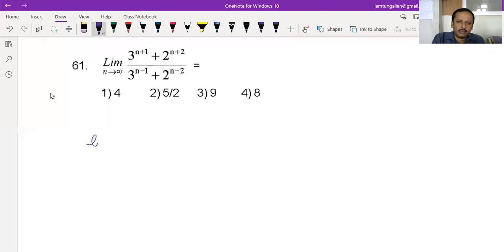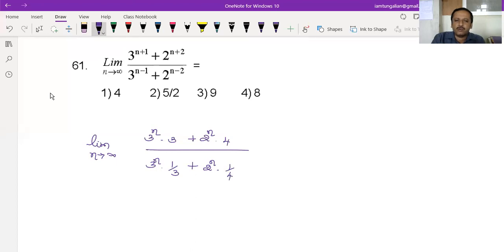So what I do is, I can write 3 power n plus 1 as 3 power n into 3, and 2 power n plus 2 as 2 power n into 2 square, that will be 4. Similarly, here 3 power n minus 1 will become 3 power n into 3 power minus 1, which is nothing but 1 by 3, plus 2 power n minus 2, which means 2 power n divided by 2 square. I can write that as 2 power n into 1 by 4.